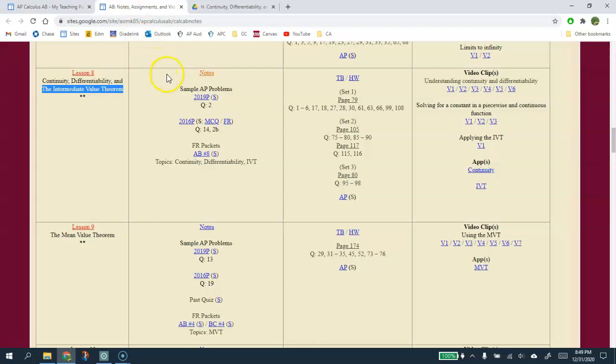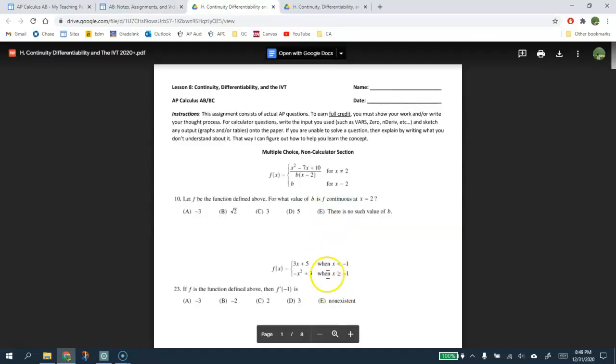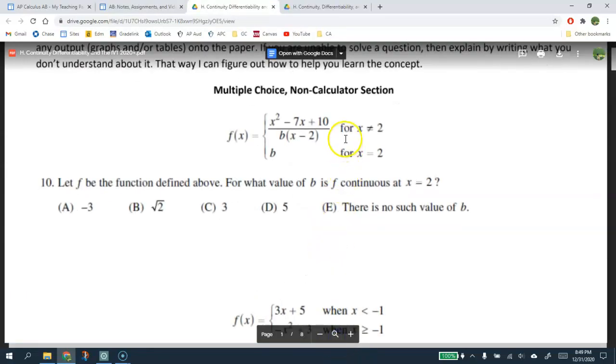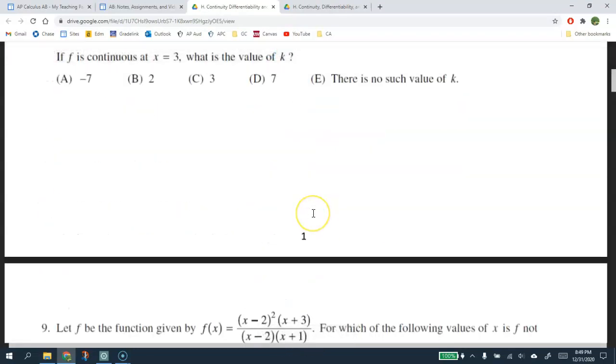I will try to keep this as short as possible, but at the same time, I've got to make sure that I go through the important concepts that are tested on the AP exam. As it is, this topic is frequently asked about on the AP exam. As you can see, there's 8 pages of questions that I was able to find.